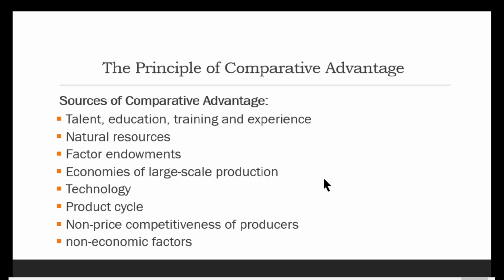Okay? So, what are the sources of this comparative advantage? There can be many sources of comparative advantage. It could be talent, education, training and experience. How does this give one an advantage? For instance, some people seem to be naturally gifted at programming computers while others seem to have a special knack for fixing bikes. But comparative advantage is more often the result of education, training, or experience.